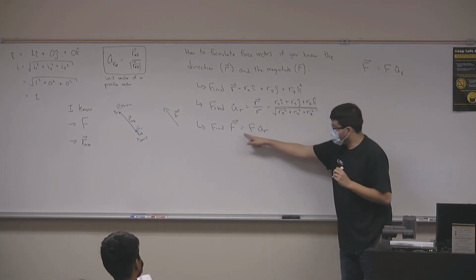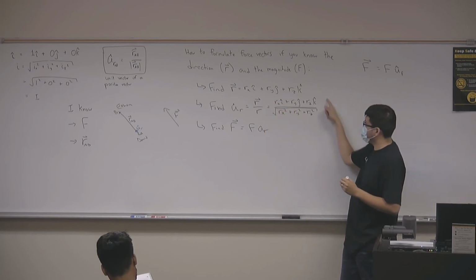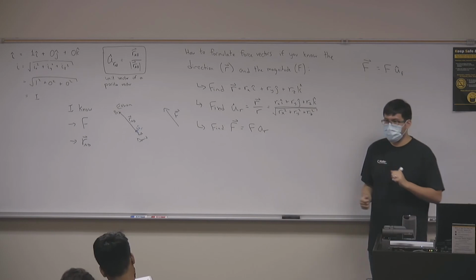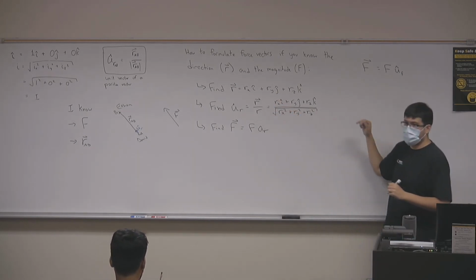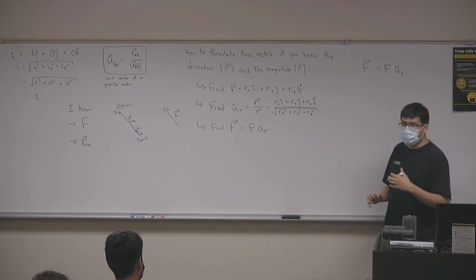So once I get this, multiply the scalar quantity times this vector, and that will be my force in Cartesian coordinates. You're going to get your x term, right? Your y term, and your z term. Does that make sense?